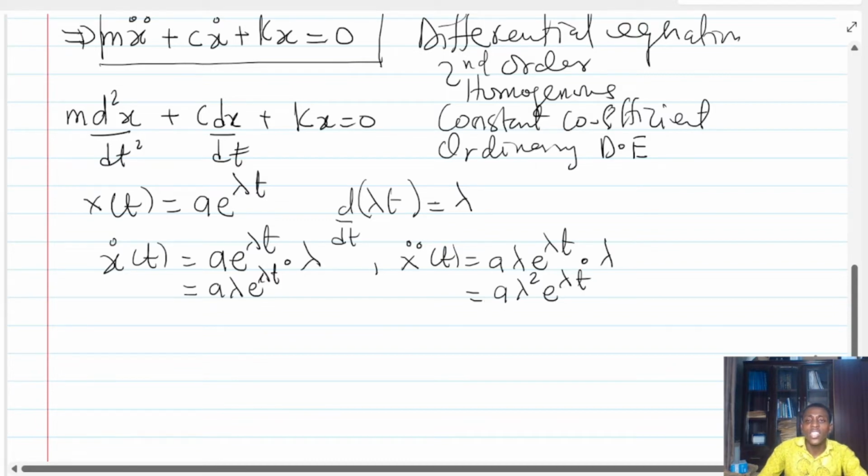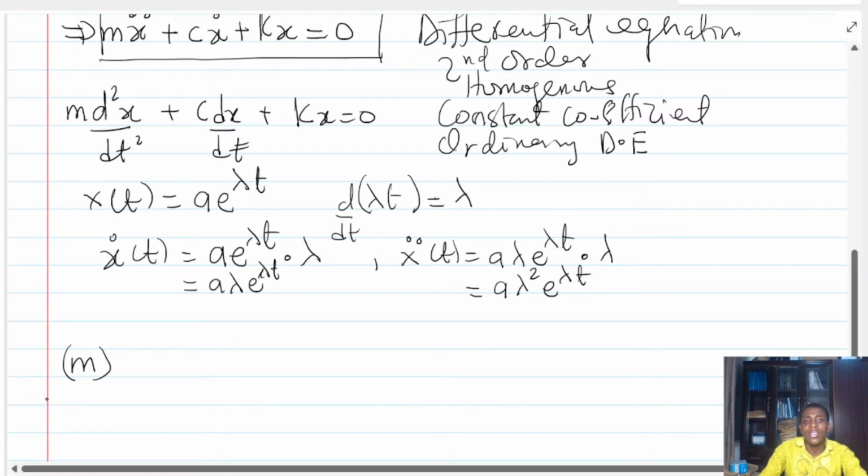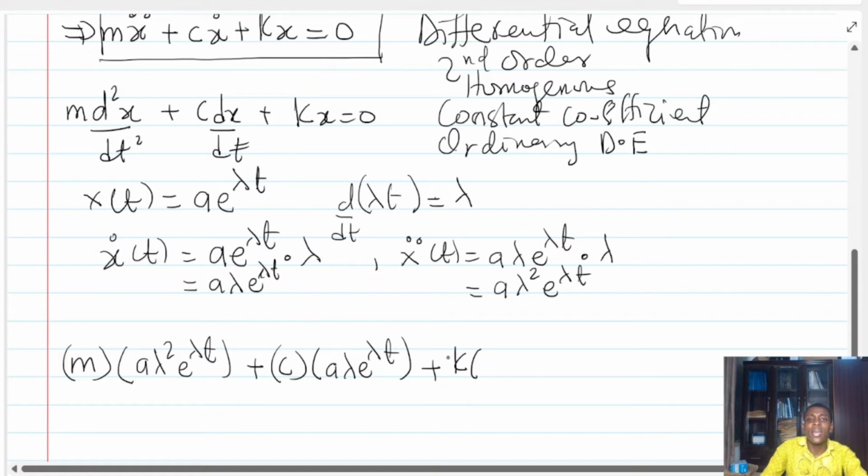Is that right? Now, after getting this, I will go back. So this is my m, which is my mass. Then I'll multiply this by a lambda squared e lambda t, plus c, which is here. Then I'll multiply by the first derivative, which is a lambda e lambda t, plus k. Then I'll multiply by the function itself, which is a e lambda t, and this is equal to 0.